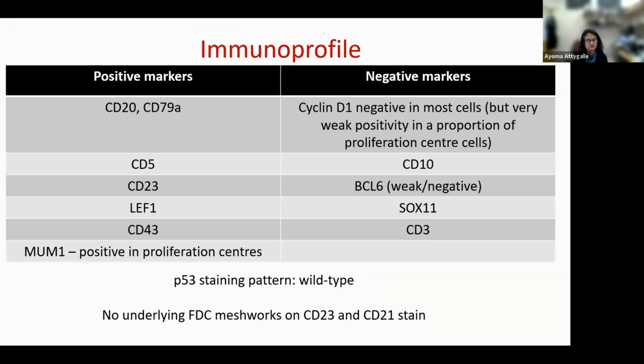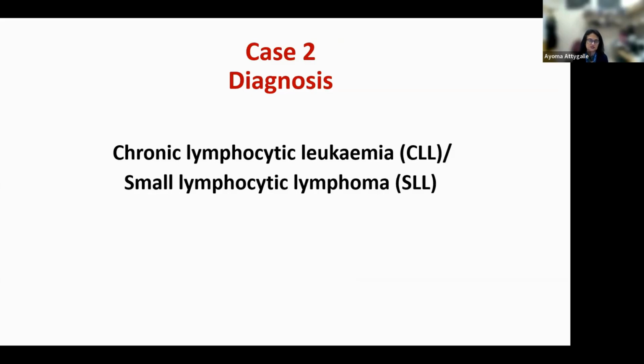So the positive markers in this case are CD20, the pan B-cell markers, CD5, CD23, LEF1, CD43, and MUM1 in the proliferation centers. Cyclin D1 is negative in most cells, but there's very weak positivity in a proportion of the proliferation center cells. Further negative markers are CD10, BCL6, which was weak and essentially negative, and SOX11, and CD3 you saw. P53 showed a wild type pattern, and there were no underlying FDC meshworks on CD23, which you saw, and also on the CD21 stain. So this diagnosis is quite straightforward.